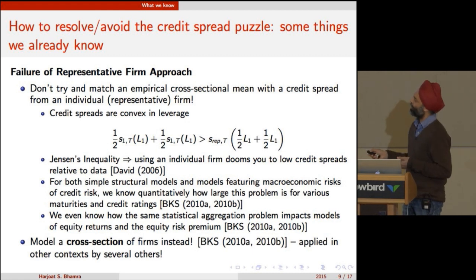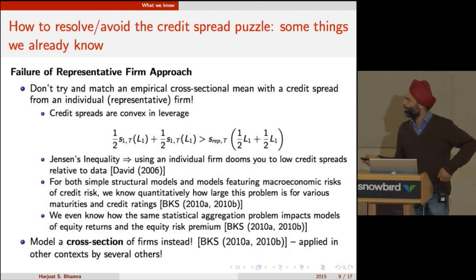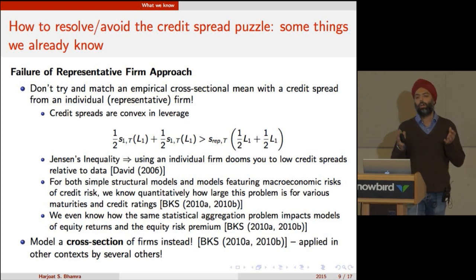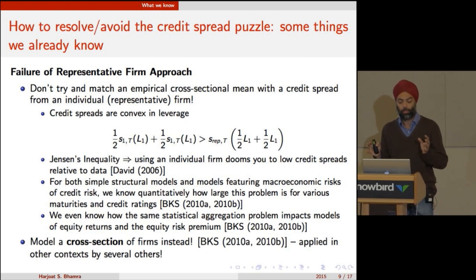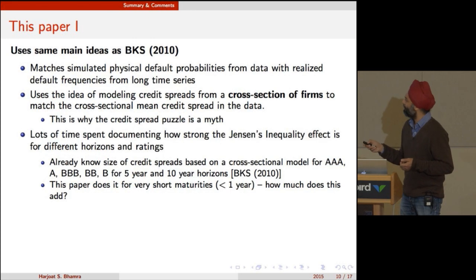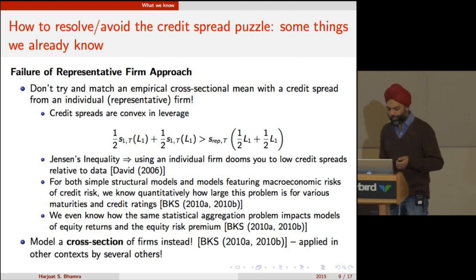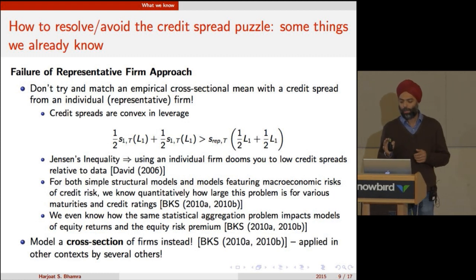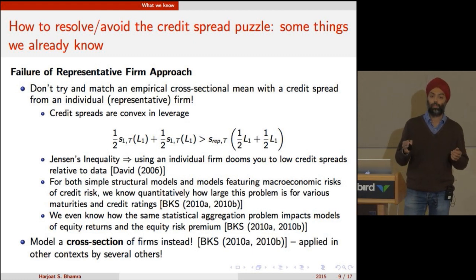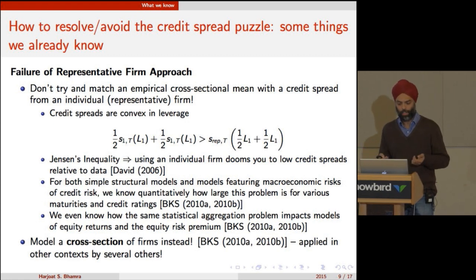And Alex David has a nice paper looking at this. For both simple structural models and also for models featuring macroeconomic risks of credit risk, we actually know quantitatively how big this problem is for various maturities and credit ratings. I've got a couple of papers looking at this. We even know that the same statistical aggregation problem impacts models of equity returns and the equity risk premium, provided that you have equity returns as functions of leverage.